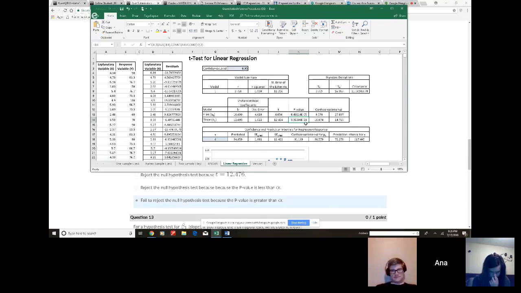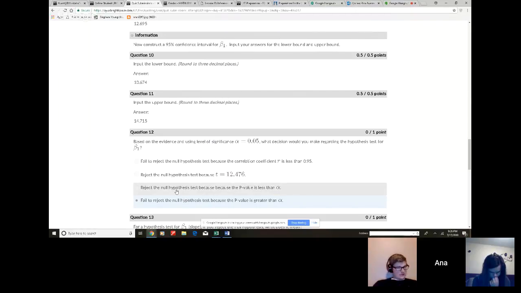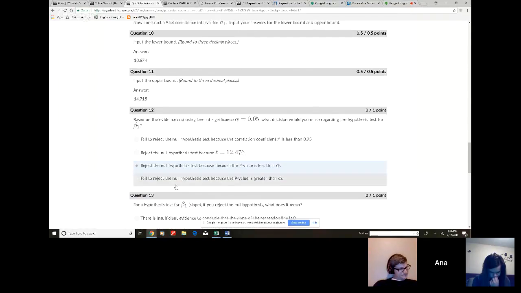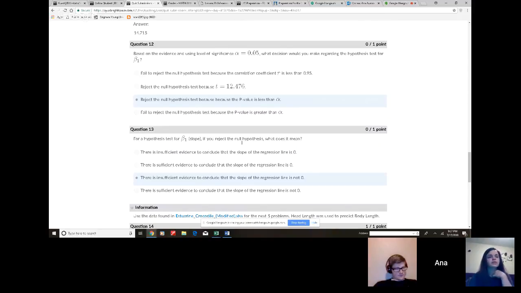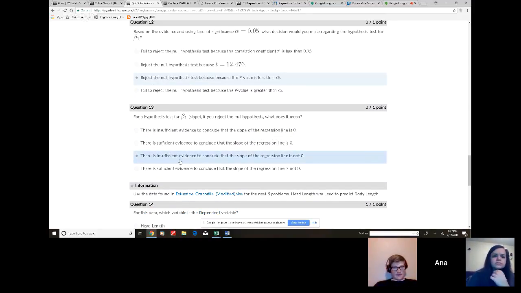Okay, so since alpha was 0.05, the p-value is smaller than that. You do reject the null hypothesis. So the answer would be the third one down on 12. Is that right? Yes. Okay, and then that's why I had 13 wrong too. Yeah, it should be number 4. There is sufficient evidence. I think it's number 4, the fourth one down. Yeah, number 4.